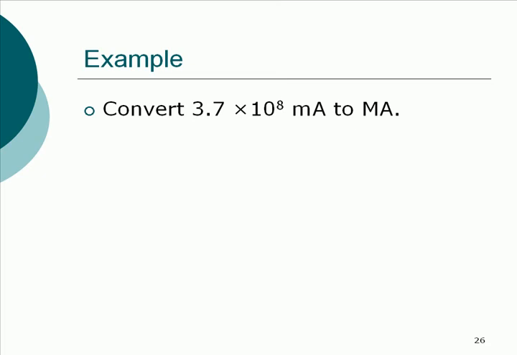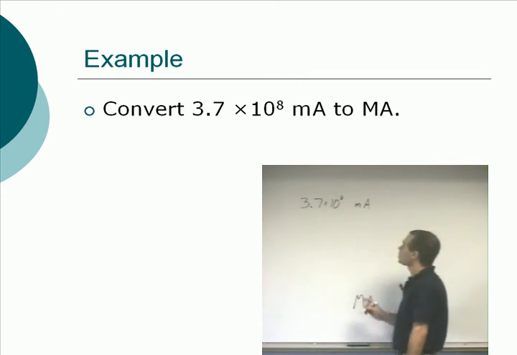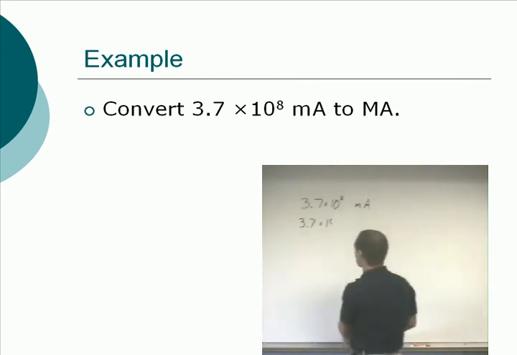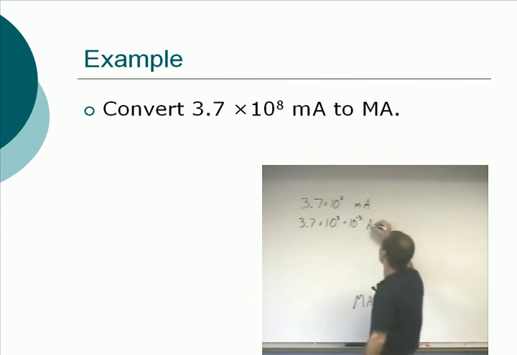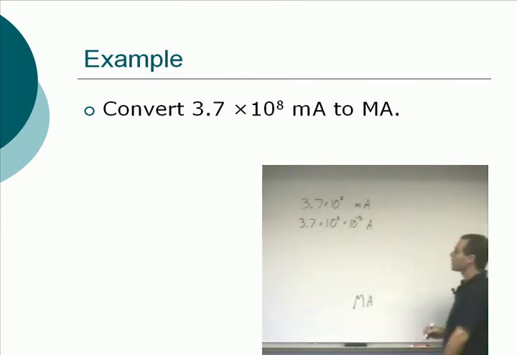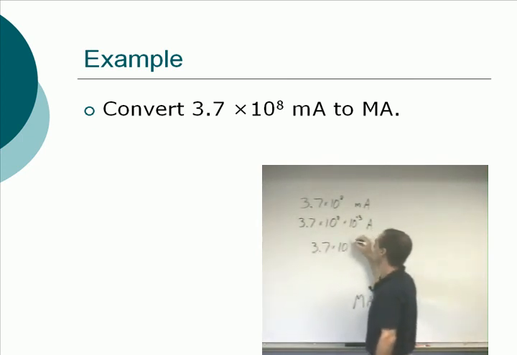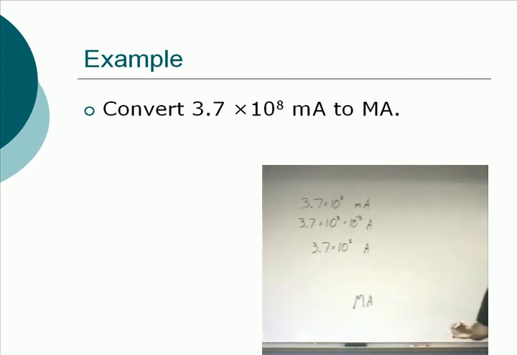One involving mixed scientific and metric notation. So what this really means is that we have 3.7 times 10 to the 8th, and milli is 10 to the negative third. Combining those two, we see this is really equivalent to 3.7 times 10 to the 5th amps. Okay? So we've gotten rid of the milli and combined our powers of 10.